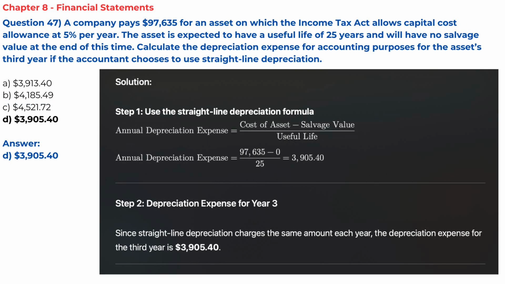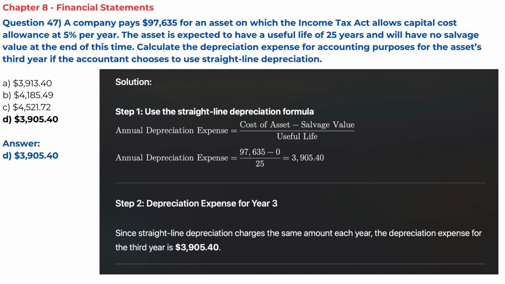Question 47. A company pays $97,630 for an asset on which the Income Tax Act allows capital cost allowance at 5% per year. The asset is expected to have a useful life of 25 years and will have no salvage value at the end of this time. Calculate the depreciation expense for accounting purposes for the asset's third year if the accountant chooses to use straight-line depreciation.